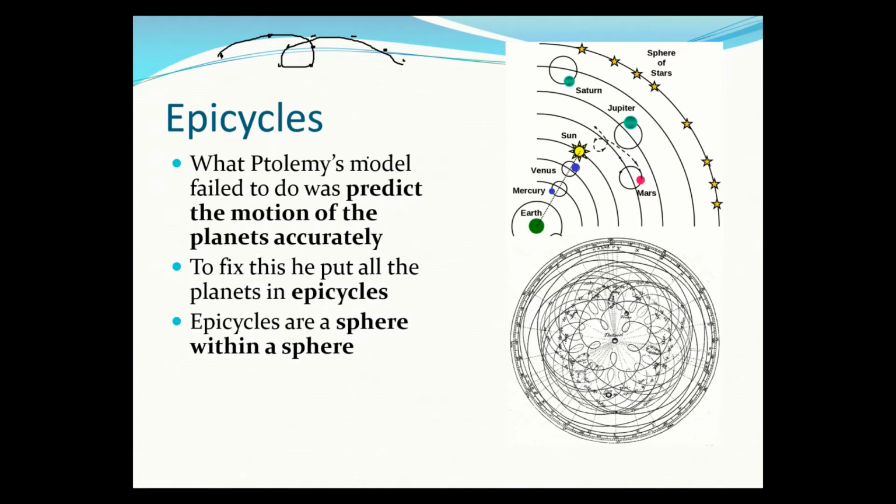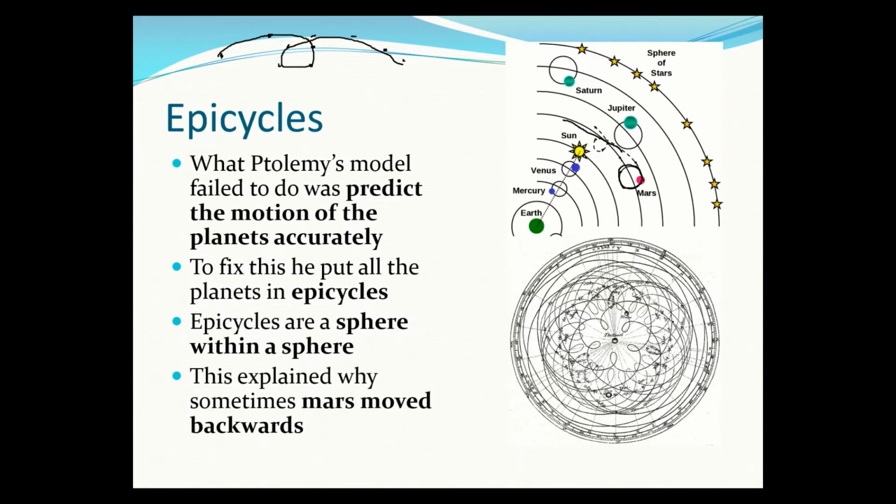So he still stuck by those rules that he had where everything moved in perfect circles. What he did is he put Mars within a circle within its bigger circle. So Mars could rotate in this circle as it rotated in this circle. He put all of them in there, and it fixed it a little bit. And then if you mapped out all the planets moving with circles within circles, this is what it looks like, and it was just a big mess. So he did this to explain why Mars moved backwards, but it didn't do a very good job.